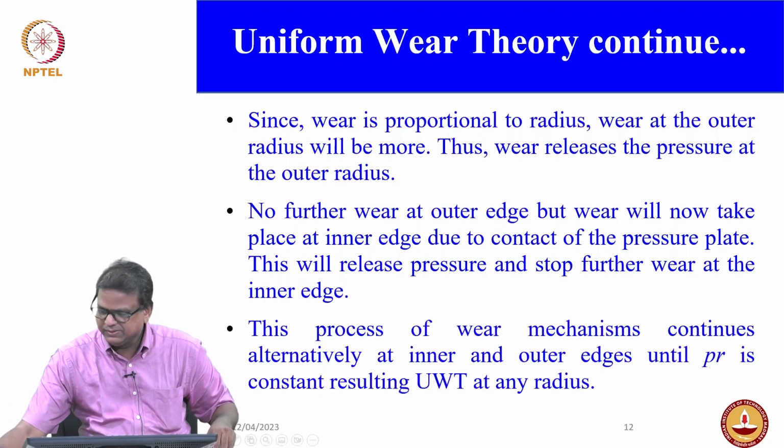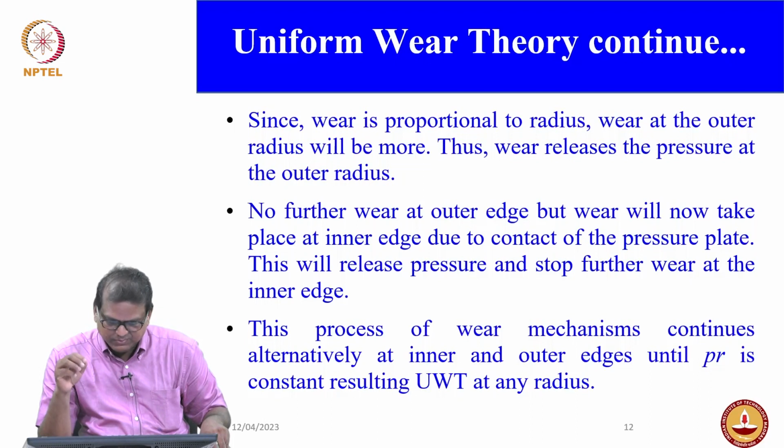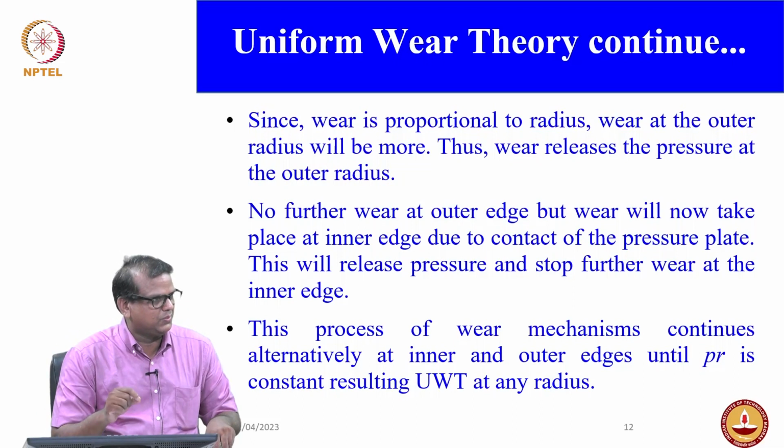That is why this is called the uniform wear theory. This process of wear mechanism continues alternatively at inner and outer edges until PR is a constant, resulting in uniform wear theory at any given radius. So, this is what happened. Okay.